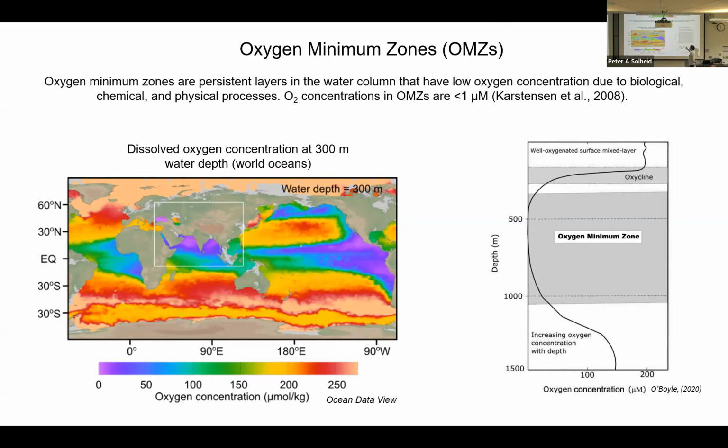Before we go to this profile, this diagram first shows the oxygen concentration at a water depth of 300 meters across the globe in the oceans. As we can see, most of the OMZs are located on the western sides of the continents. The dominant OMZs are in the Pacific Ocean along the tropical region, in some parts of the Atlantic Ocean, and dominantly in the northern part of the Indian Ocean. This is the part I'll be focusing on later. And this is a profile from the Arabian Sea.